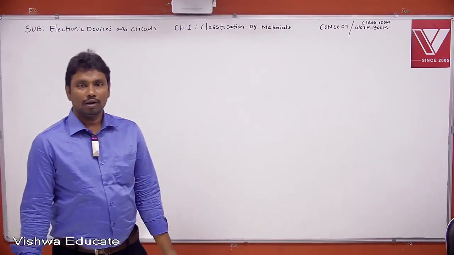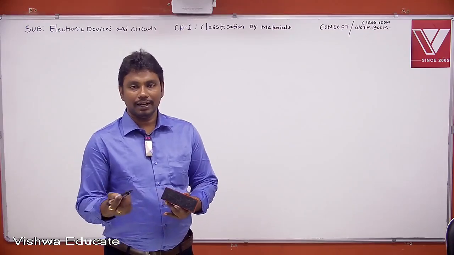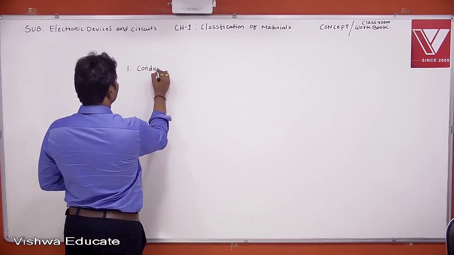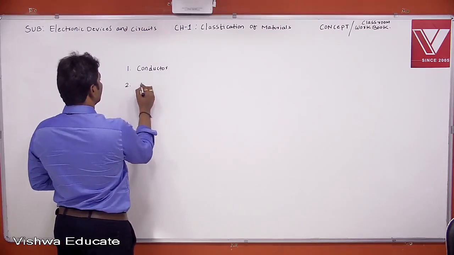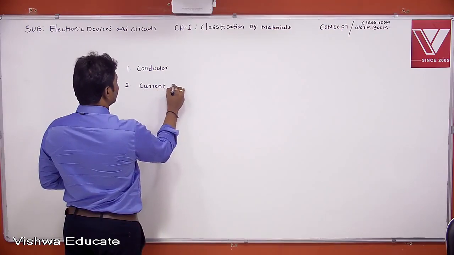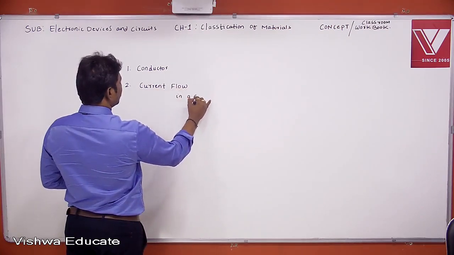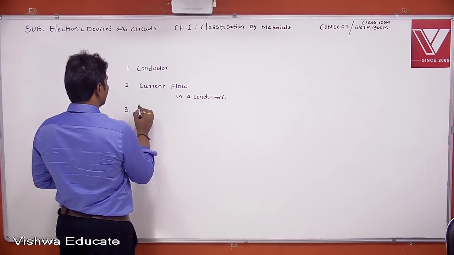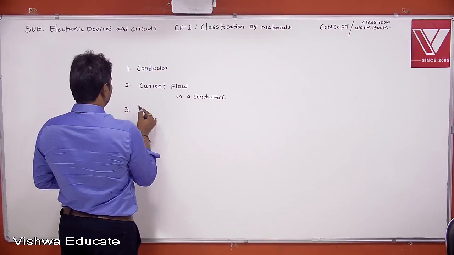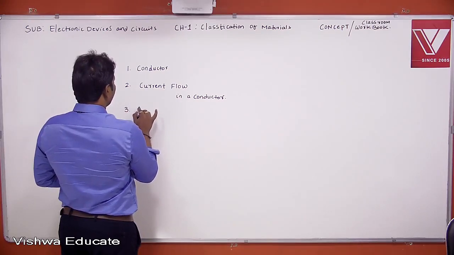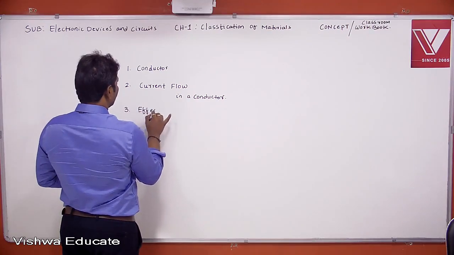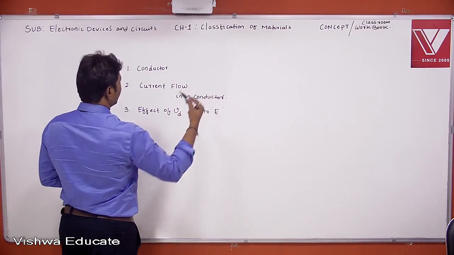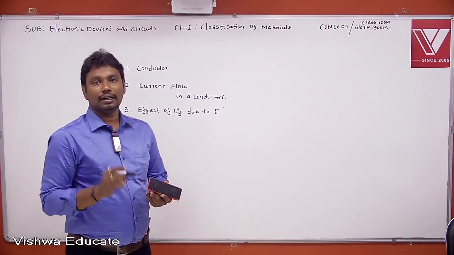Hello all. In my previous lecture, I discussed one of the classifications of material, that is conductor, and current flow in a conductor, and the effect of drift velocity due to applied electric field. This I covered in the last class.